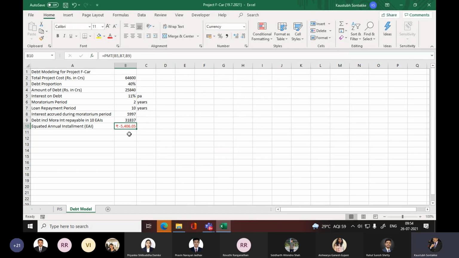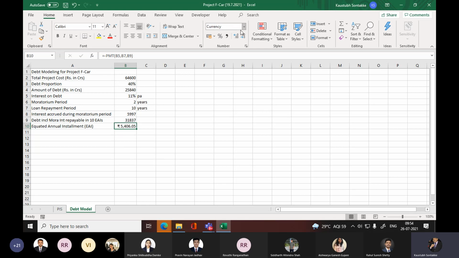Now you're getting the answer in minus. Excel has an automatic formula which gives you the amount in minus. So I suggest going to the formula bar and putting the minus sign behind the PMT and pressing enter. That gives you 5,406.05.